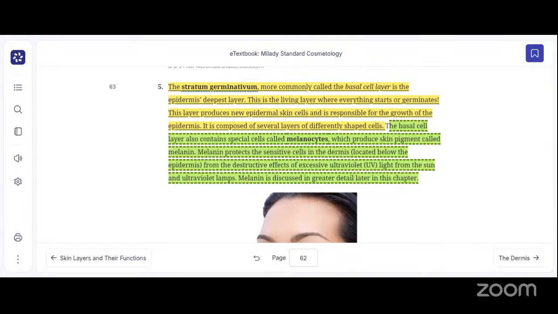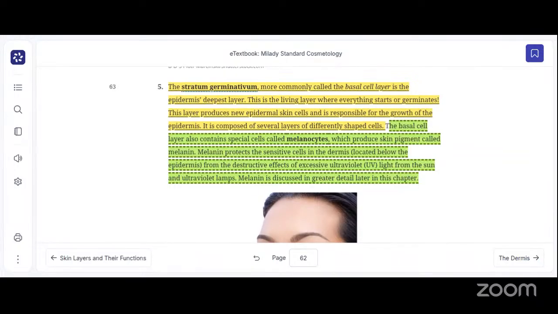All right. Melanocytes, again, are melanin cells, basically your skin pigment, which produce the skin pigment called melanin. Melanin is amazing. It's a great benefit to the skin. Melanin protects the sensitive cells in the dermis.